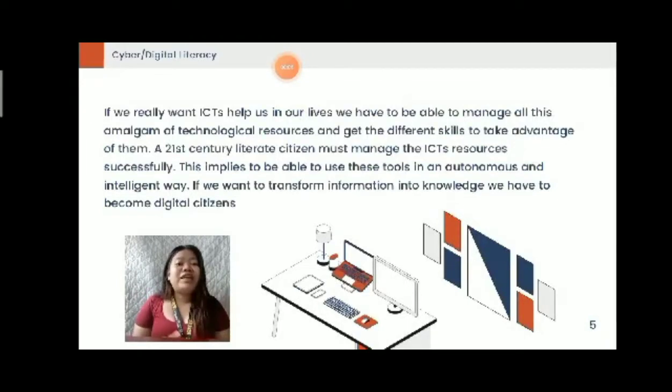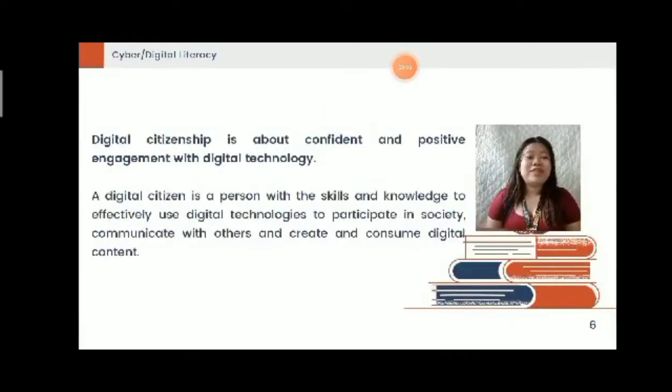If we really want the ICT to help us in our lives, we have digital citizenship, which is about confident and positive engagement with digital technologies. A digital citizen is a person with the skills and knowledge to effectively use digital technologies to participate in society, communicate with others, and create and consume digital content.